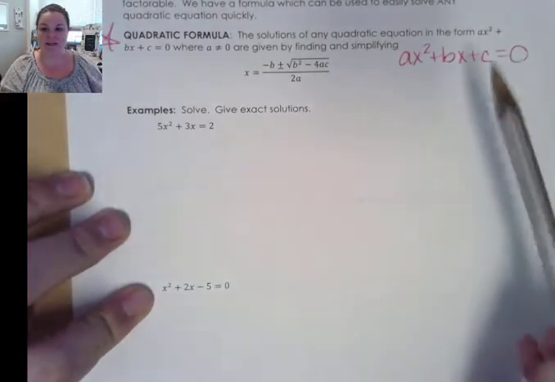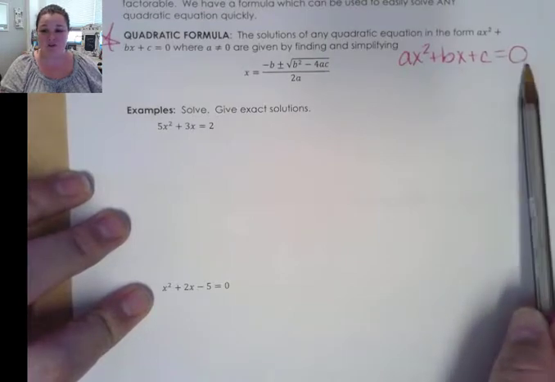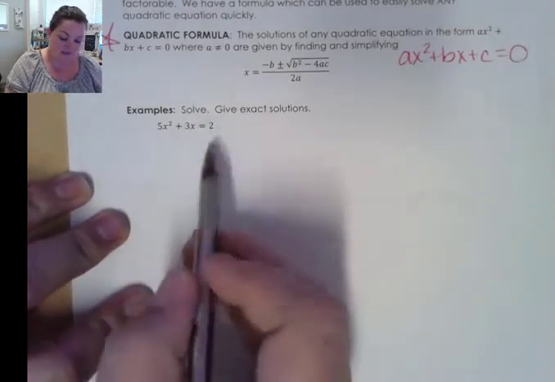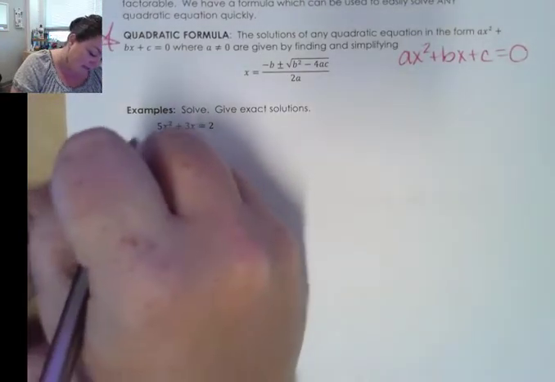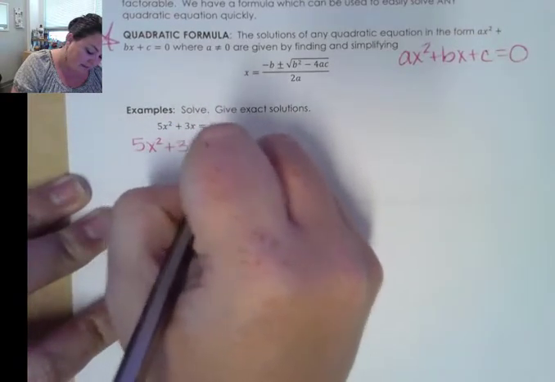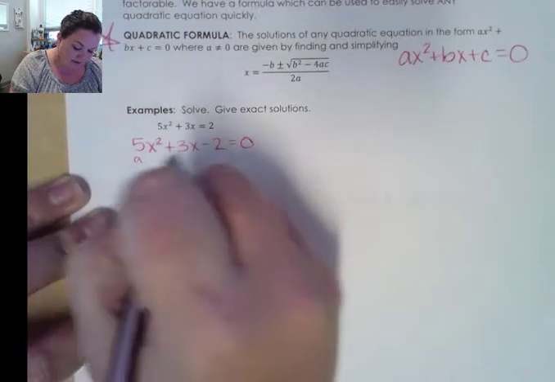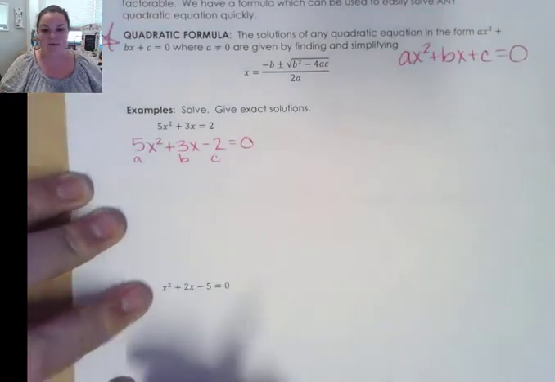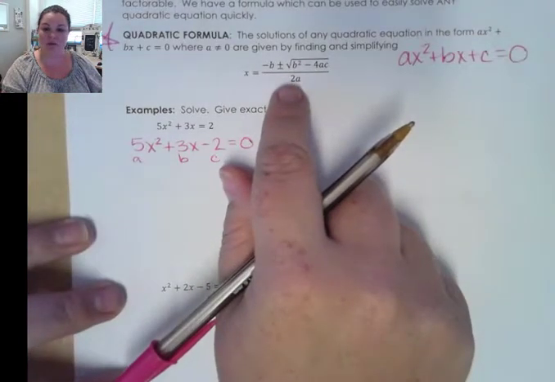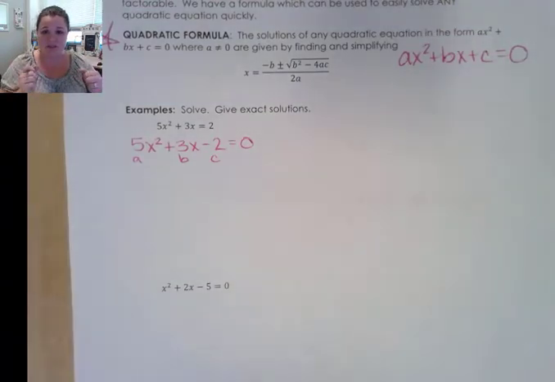So first thing is we need to make sure that our equation is written in the standard form, meaning everything's on one side so that it's equal to zero, so we can clearly see what a, b, and c are, okay? So in this case, my 2 needs to be moved to the other side, and I can do that by subtracting. So I have 5x squared plus 3x minus 2 equals zero. And now I can see that my a is going to be 5, my b is going to be 3, and my c is going to be negative 2. Now, when we enter these into our quadratic formula, make sure you're only taking the number parts. You should never take variables when plugging into the quadratic formula.